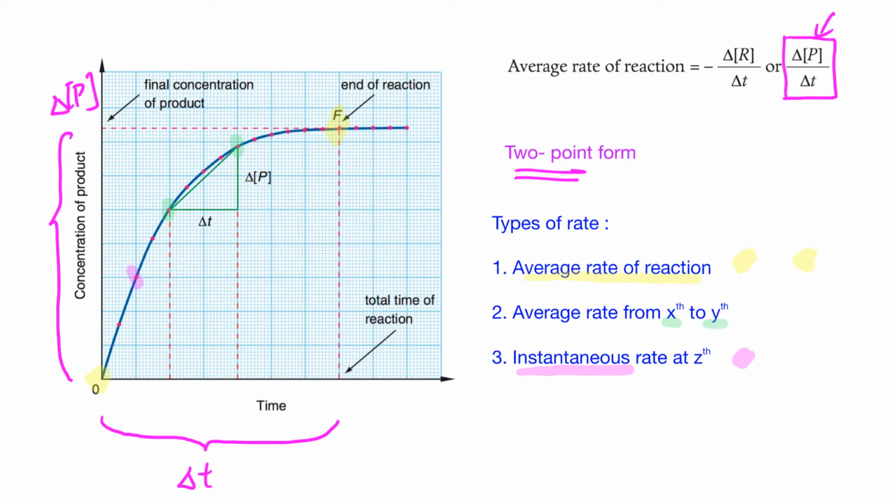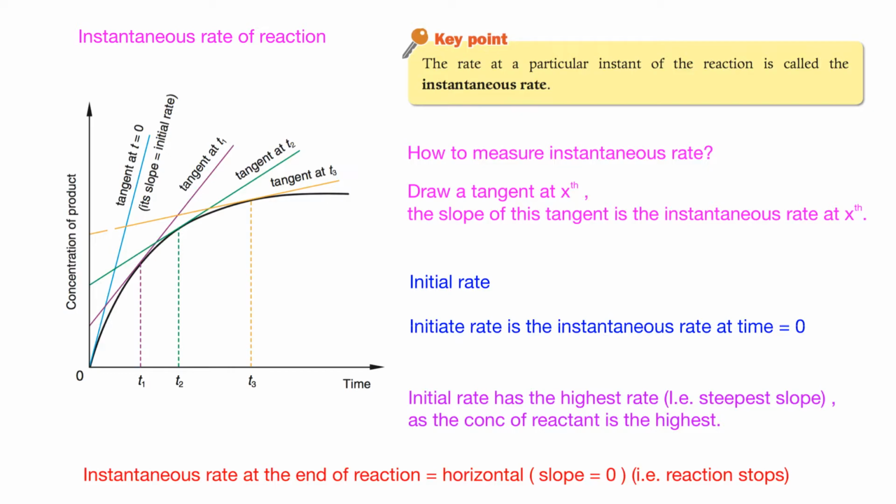But how to find the instantaneous rate? We're going to do this way. For instantaneous rate, we need to have 2 steps. First of all, we need to draw a tangent, because with just 1 point, you can't find the slope. So if you can't find the slope, you have to create a tangent for it. First, you need to draw a tangent at this point, and then you can find the slope of this tangent, and the slope of this tangent will be equivalent to the instantaneous rate.